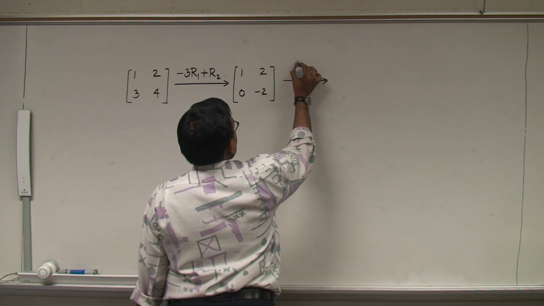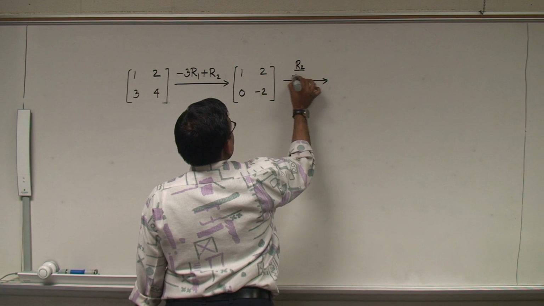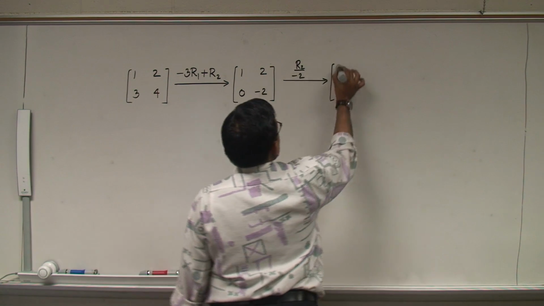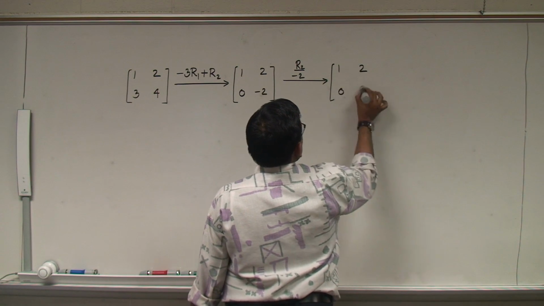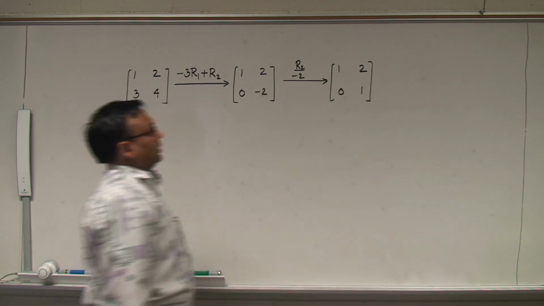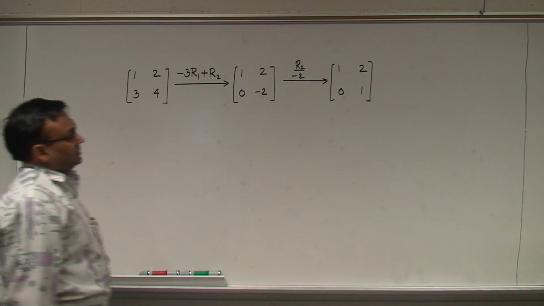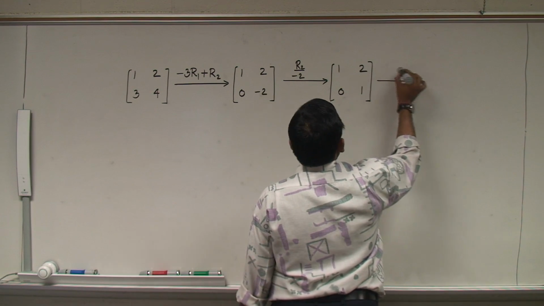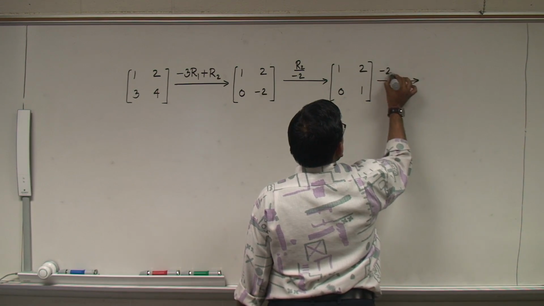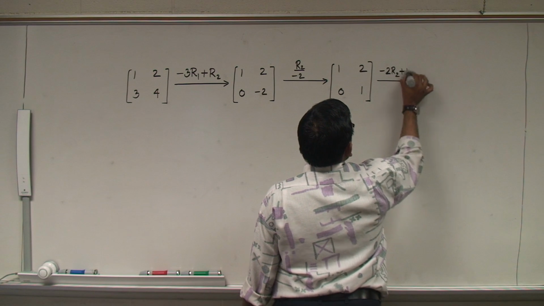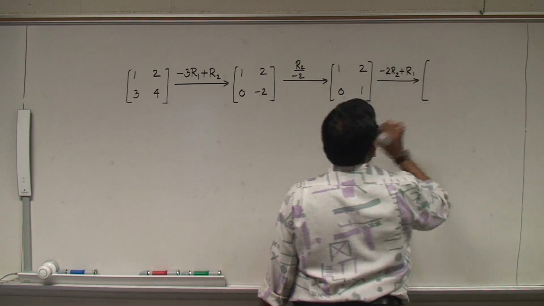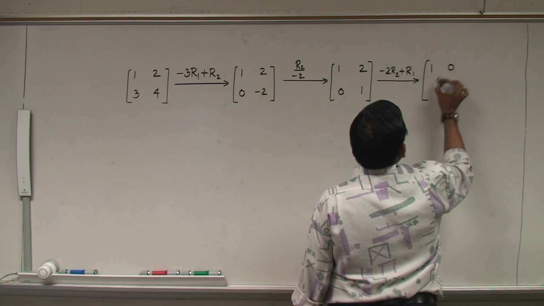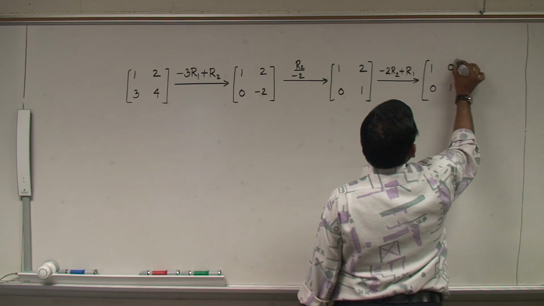Then what I'll do is divide the second row by minus 2. Remember, I want a row reduced echelon form, so all my pivot entries must be 1. Now I want the pivot columns to be free of all other non-zero entries, so I will do minus 2 times row 2 added to row 1. So this will give me 1, 0, 0, 1.